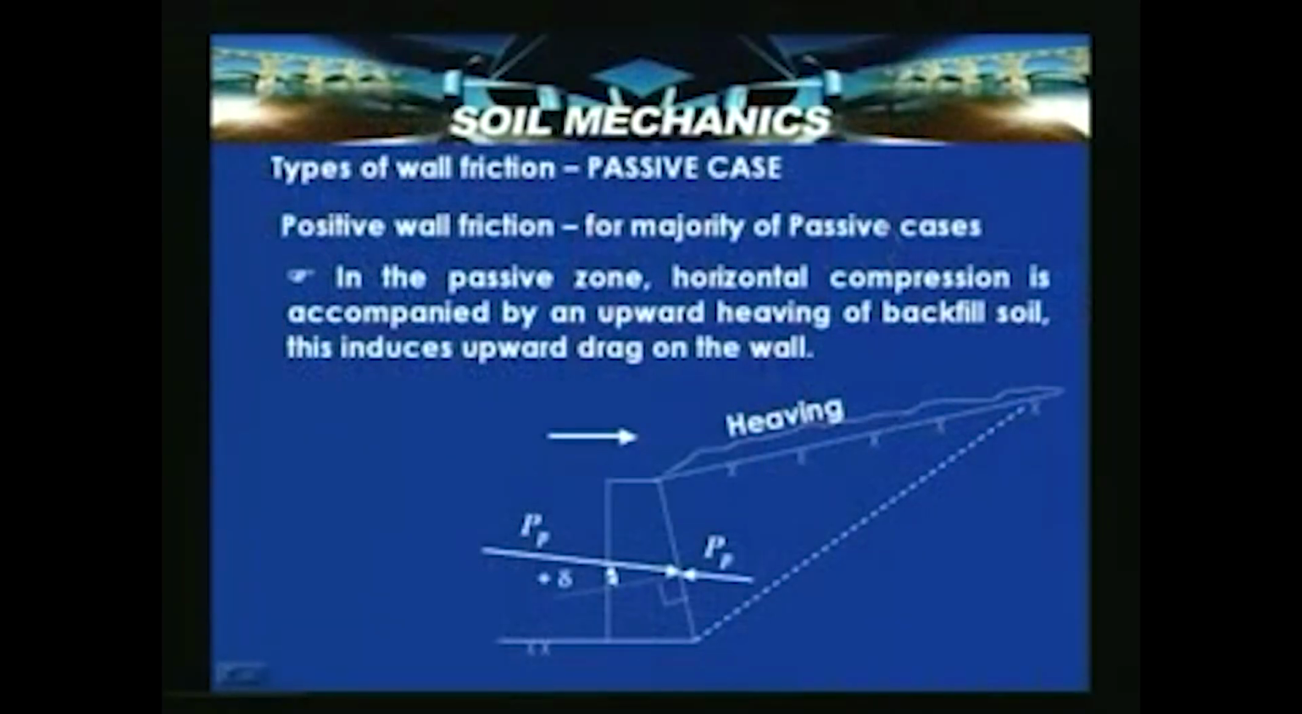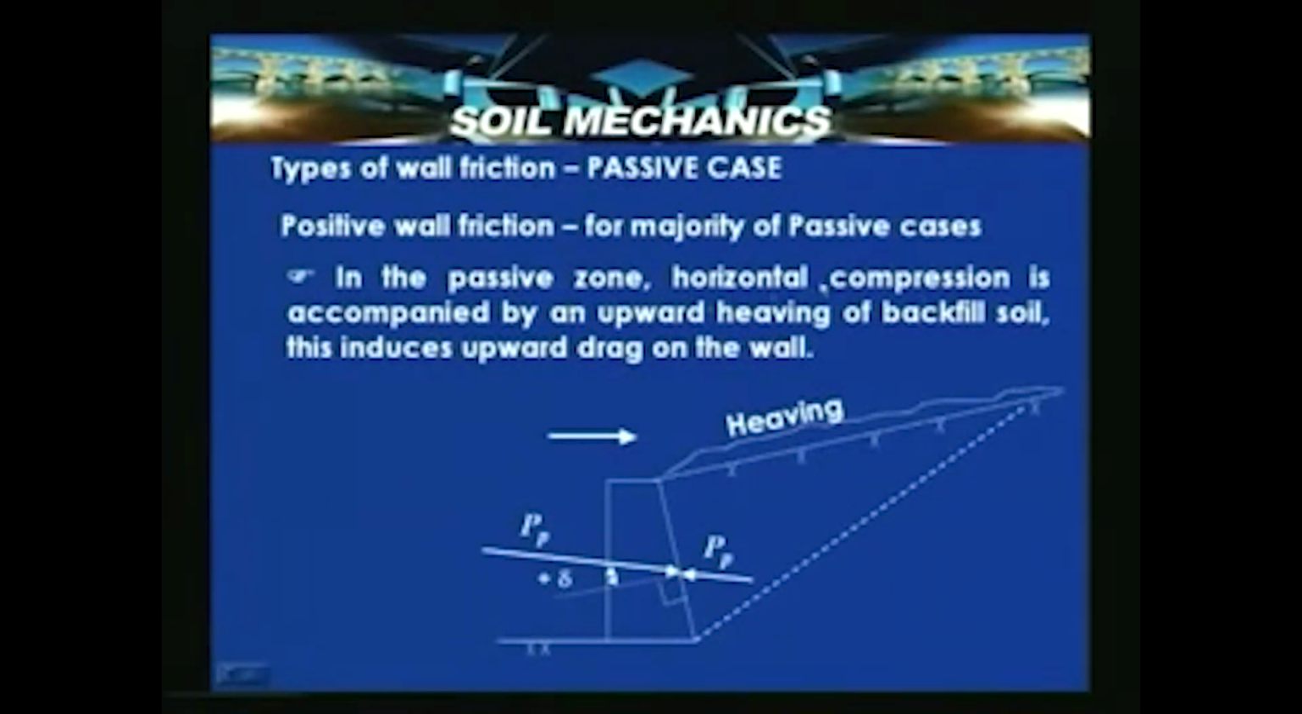So, because of this, the negative wall friction case arises. Similarly, now the types of the wall friction for the passive case. In previous slides, we have seen the active case, one with positive wall friction and one with negative wall friction. In the passive case, also two cases are possible. One is positive wall friction, which is again valid for the majority of the passive cases.